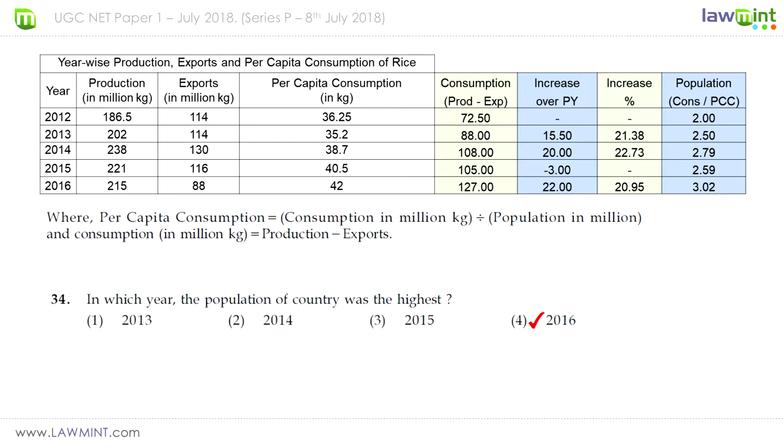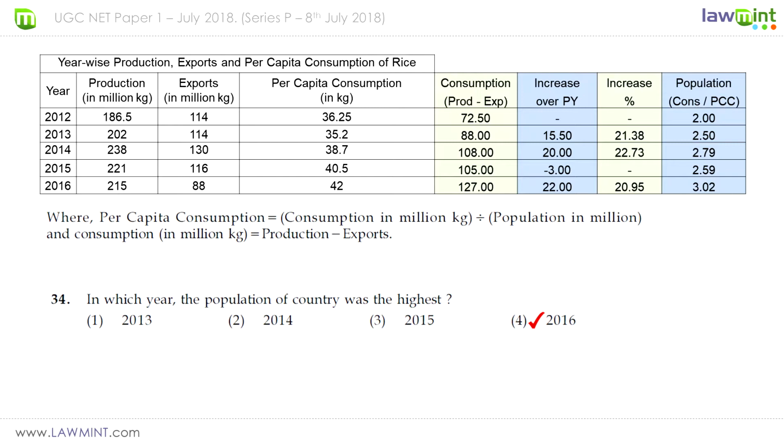Now, in most countries, the population goes on increasing year after year. So we can logically assume that the population for 2016 will be the highest and the 2012 population will be the lowest. Therefore, we can start the calculation from 2016 and work our way backwards.